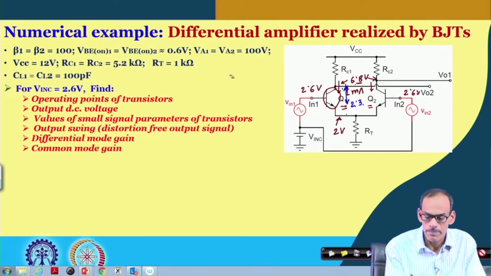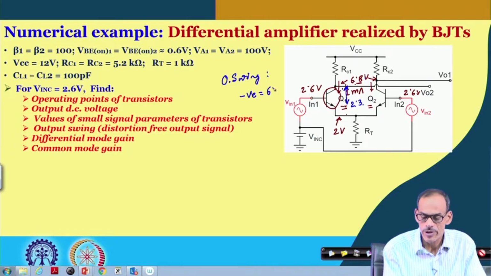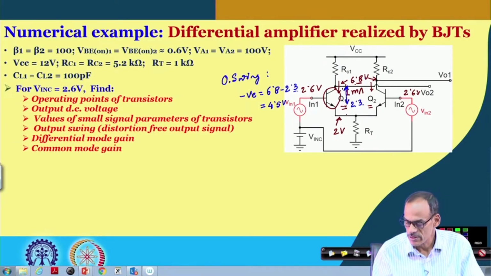So, the output swing, on the negative side, is 6.8 minus 2.3 volt, right. So, that is considering VCE(sat) equal to 0.3, and that is equal to 4.5 volt.